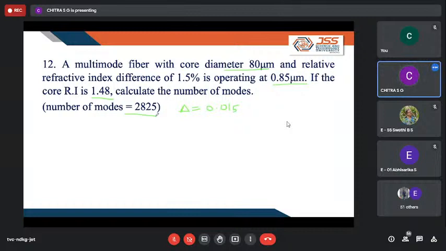So try this. If you are not getting it, we shall discuss it in the next class. See that the number of modes will be 2825. So this will be the end of your optical fiber communication. Ma'am, to calculate V number, we need lambda, no ma'am? Yeah, lambda is given right here, operating at 0.85 micrometer. That itself is lambda. Okay, ma'am.